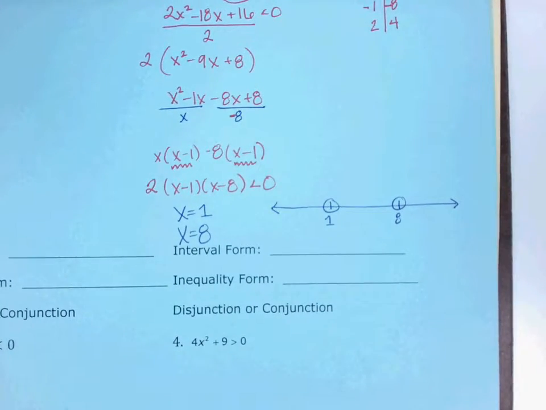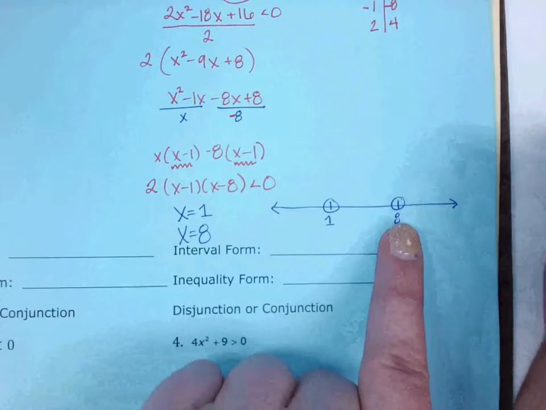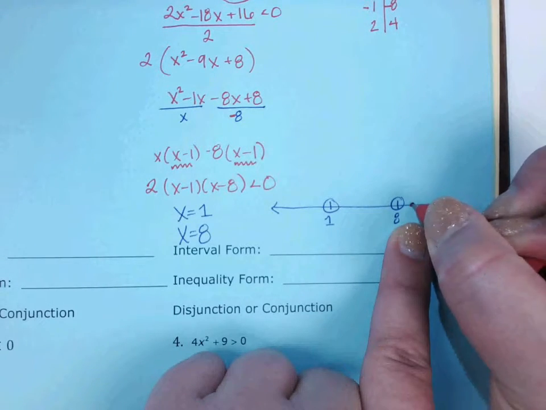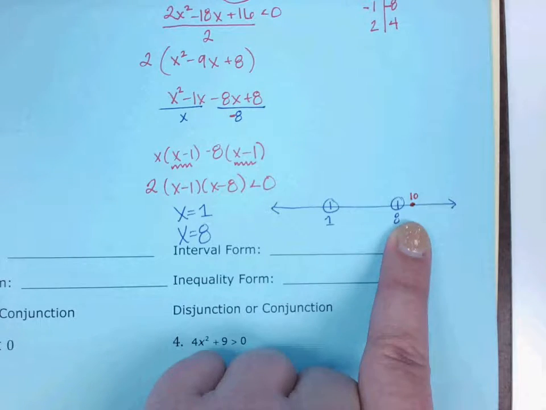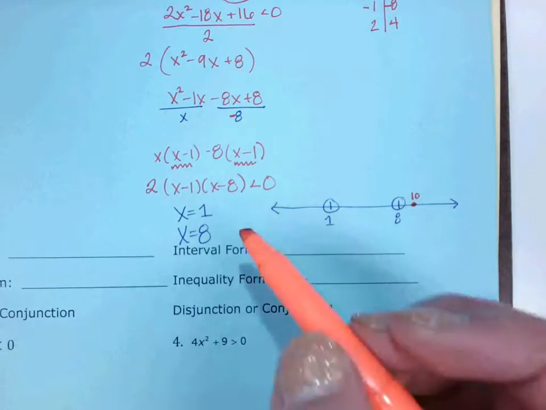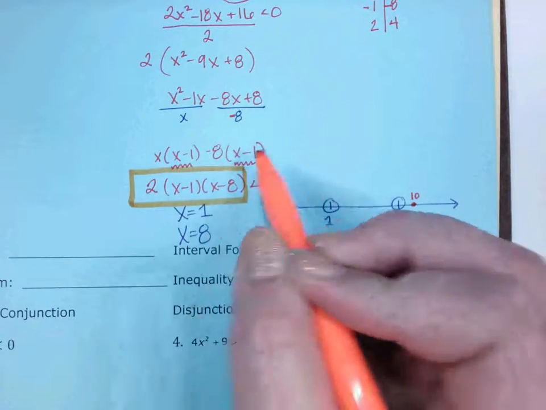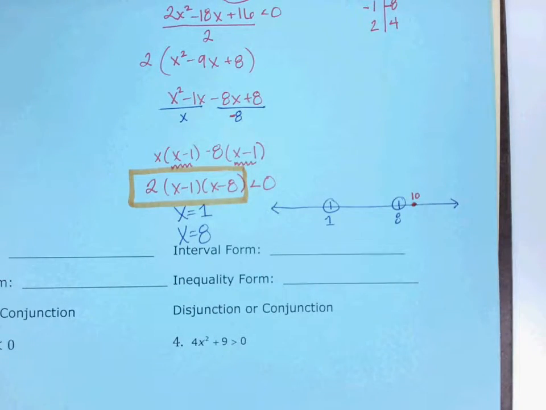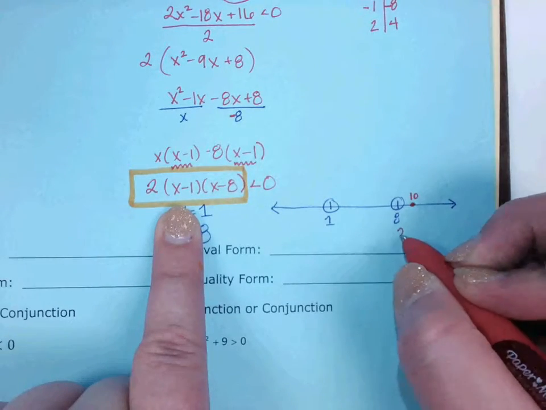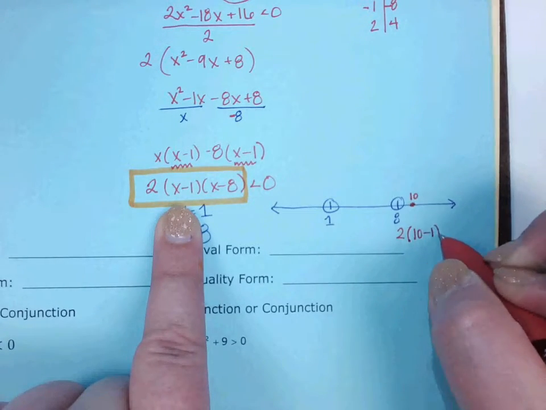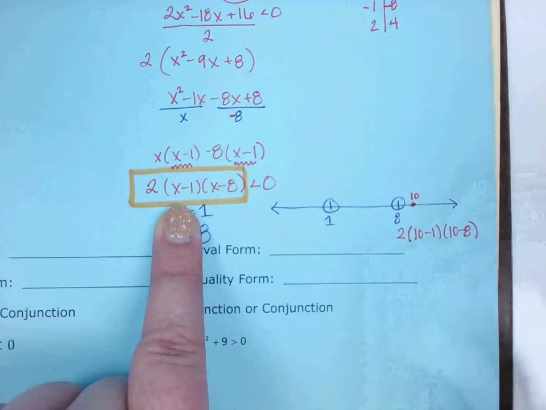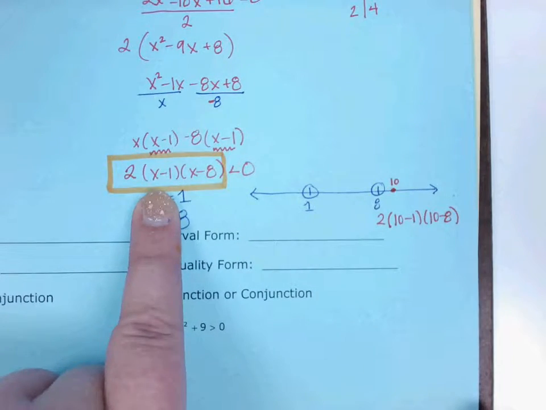Then from here, you are going to choose a test point on each subinterval and test to see whether it comes out positive or negative. This you can do in your calculator. So what is a number a little bit bigger than 8? 10. Sounds good. So I'm going to plug in 10. And where am I plugging into? I'm plugging into this. And 2 in the front. Don't forget, that 2 is still there. So I'm going to have 2, 10 minus 1, 10 minus 8. Now, you should be able to do that in your head. But if you want to type it into the calculator, that's totally fine.